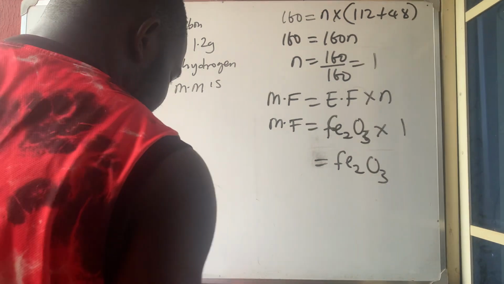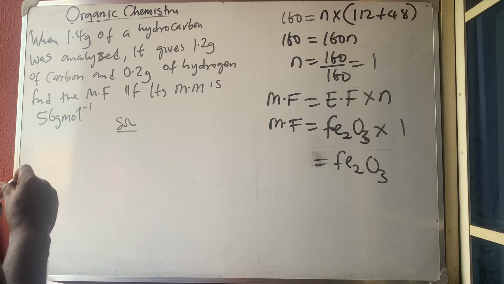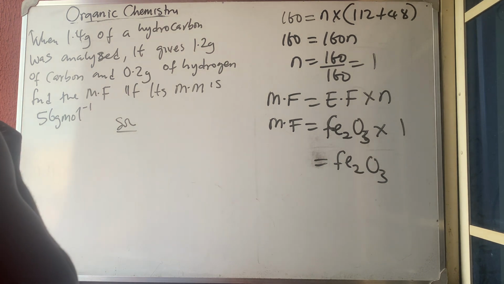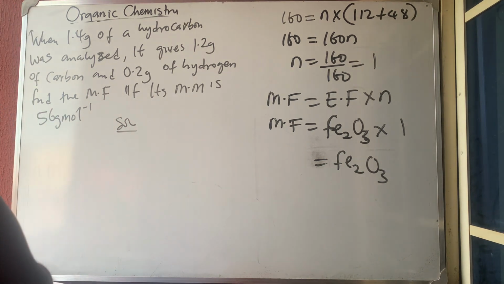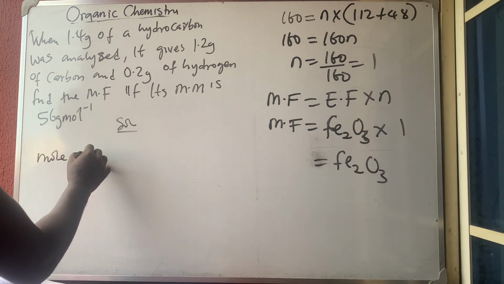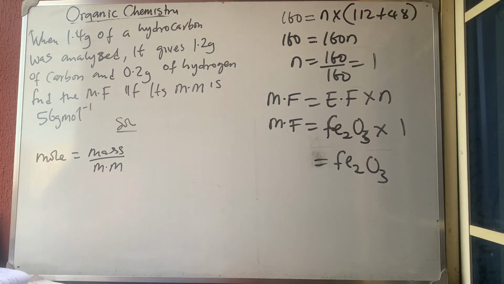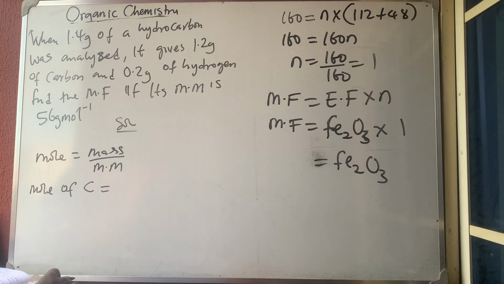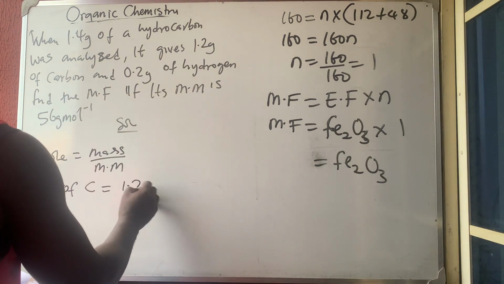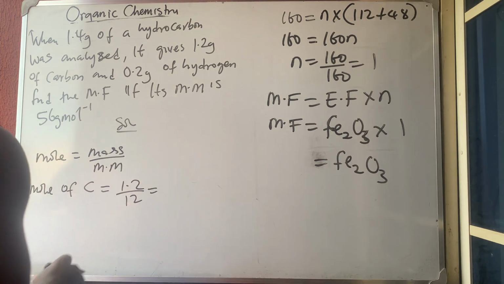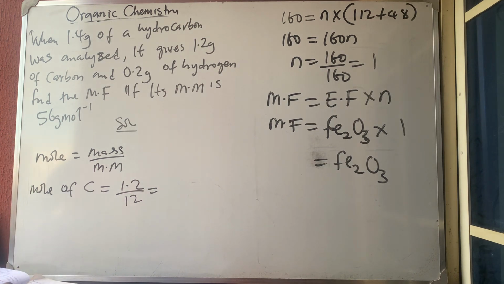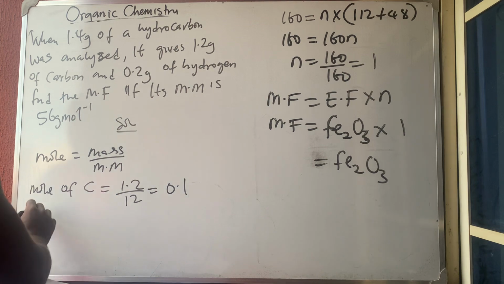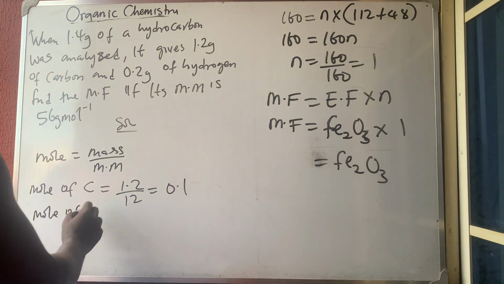Solution. All right. We know that mole is equal to what? Mass over the molar mass. For the carbon, the mole of carbon, what is the mass of carbon? They say 1.2 gram of carbon. So 1.2 divided by 12 will give you 0.1.